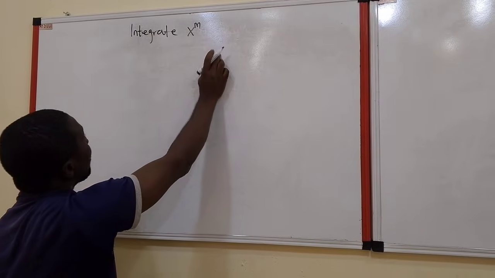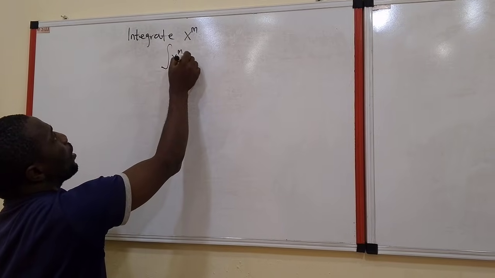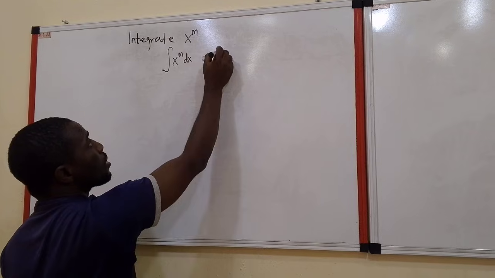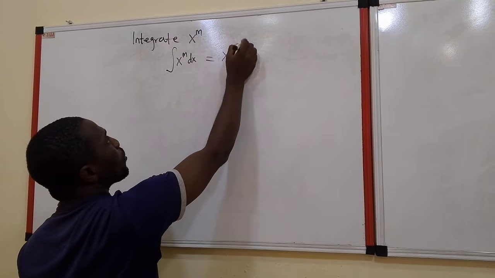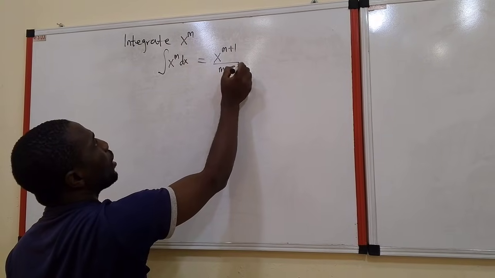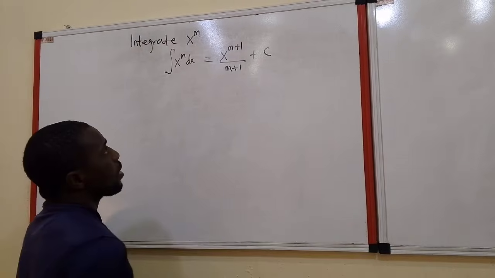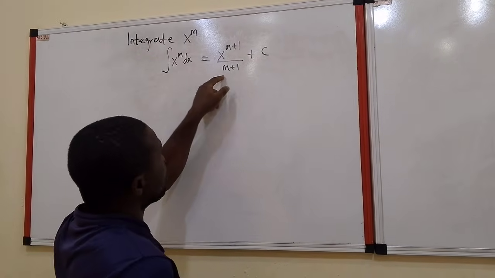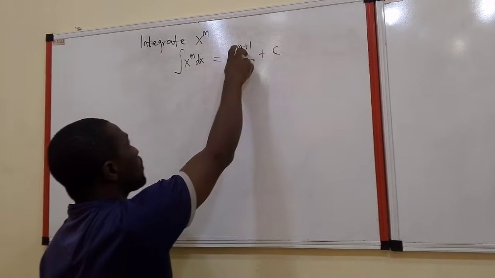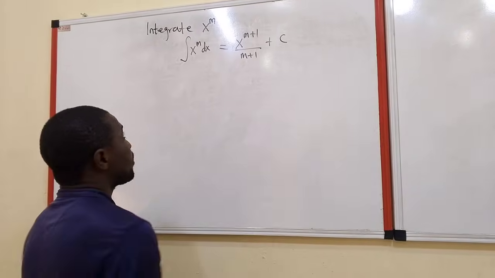Integrate x raised to n can also be written as the integral of x raised to the power of n dx. Now, if we integrate this, this is what we are going to get: x raised to n plus 1, you add 1 to the power, over n plus 1, plus c. This is the final answer, provided n is not equal to minus 1. The condition for this to work is that n is not equal to minus 1. That's the answer.